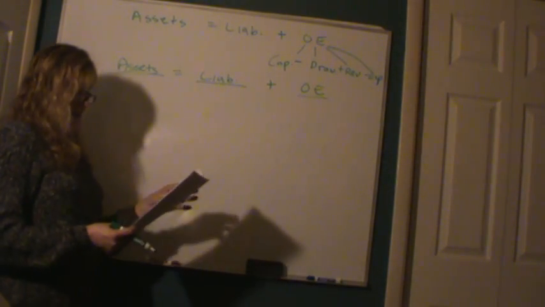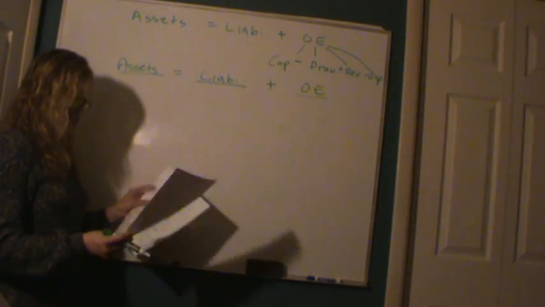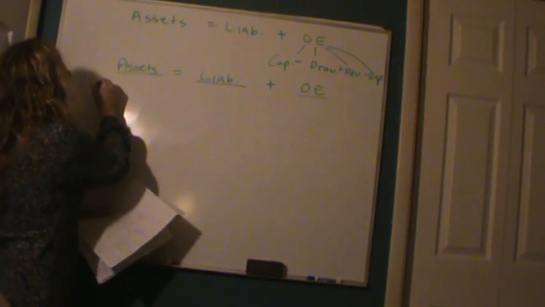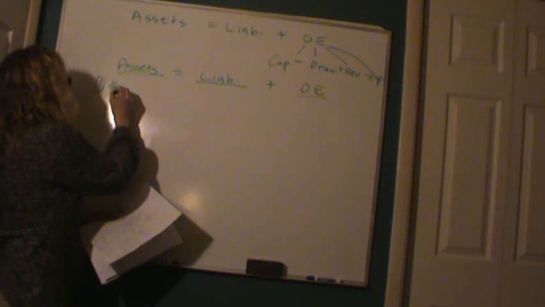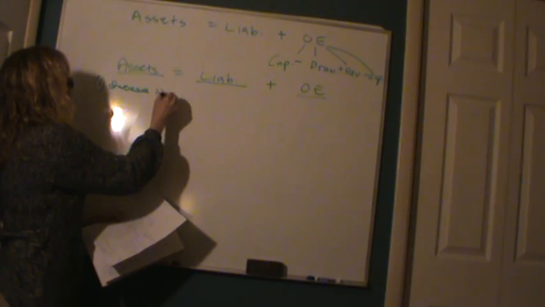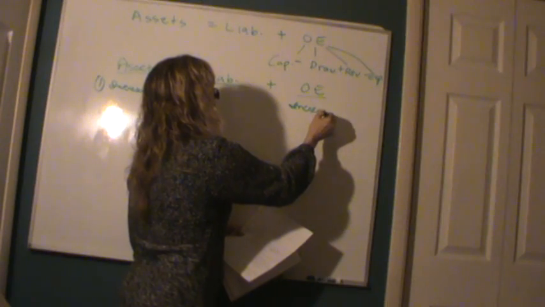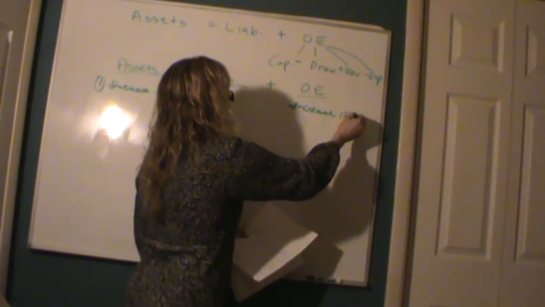So the first thing is ACOM begins a computer service business. A cash investment is made of $12,000. Well, that is going to increase an asset account, right? It's going to increase our assets by $12,000. And it's going to increase our equity. That's capital, right? It's going to increase our equity by $12,000.